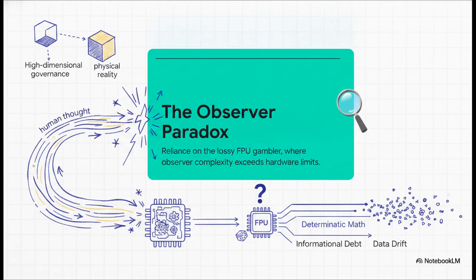Standard systems rely on a floating point unit, or the FPU, and because the sheer complexity of what it's trying to observe totally exceeds the hardware's physical limits, the FPU basically just becomes a lossy statistical guesser. It approximates the math, and over time, that creates a catastrophic amount of informational debt and data drift.